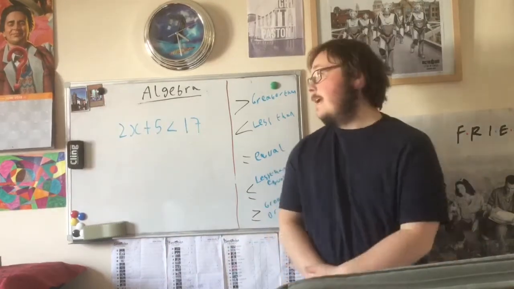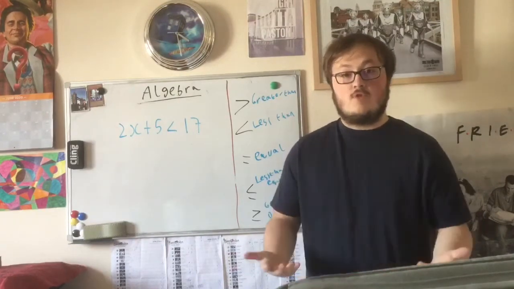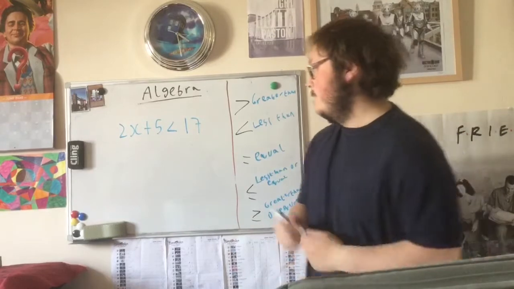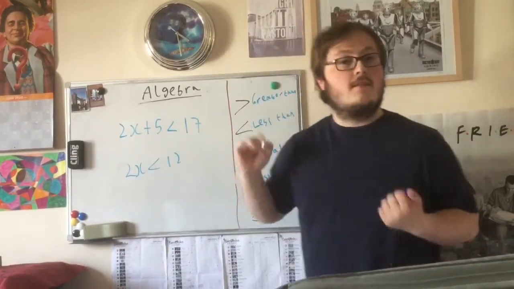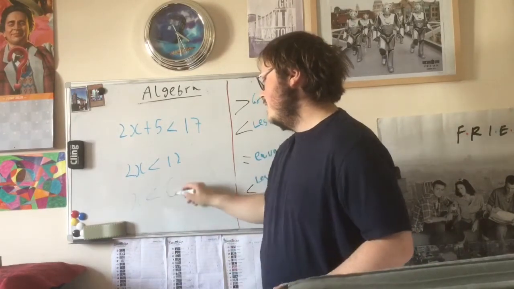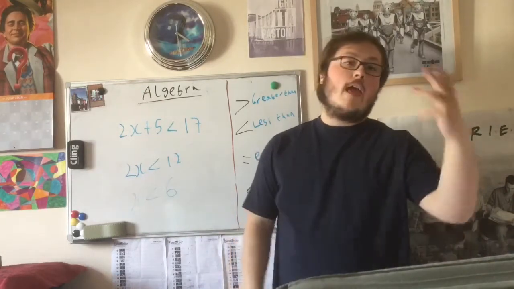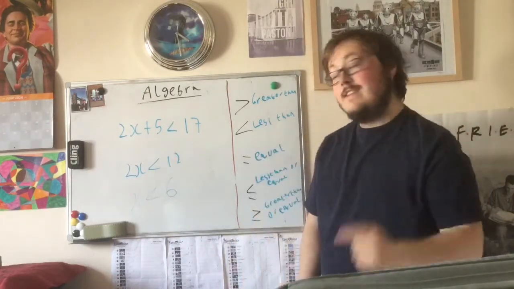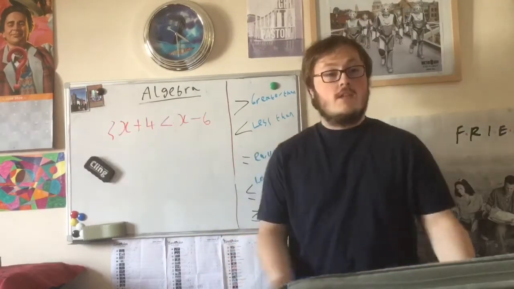What about this one here? 2x plus 5 is less than 17. Let's balance it. So let's subtract 5 on both sides. This becomes 2x is less than 12. Then we divide by 2 on both sides, so it becomes x is less than 6. Which basically means that if we had a range of values, x could be anything as long as it is less than 6.